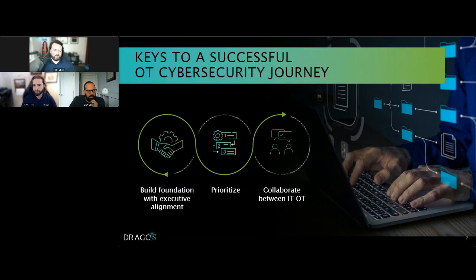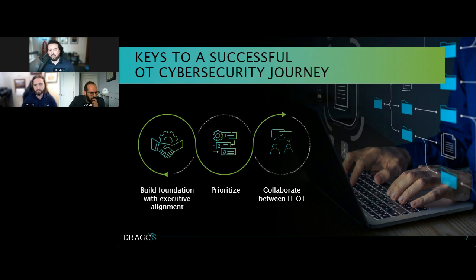Yeah, absolutely. Thanks, Seth. As Seth said, getting started on this journey is no easy task. There's lots to do. It can be very complex. So let's start with three keys to a successful operational technology cybersecurity journey. The first one is building that foundation with executive alignment.